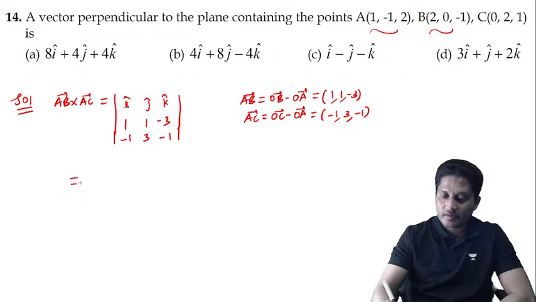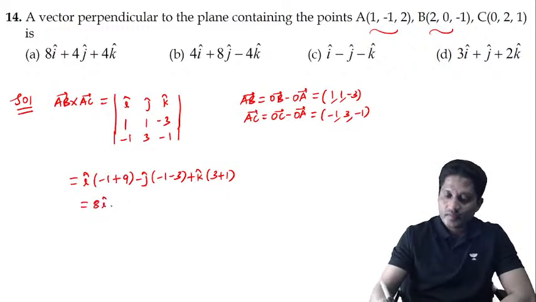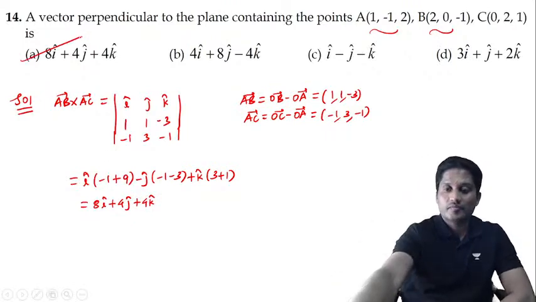Now if I expand, you get I into delete first row, first column, you get minus 1 plus 9. Delete first row, second column, minus 1 minus 3. Plus K, delete first row, last column, you get 3 plus 1. So this is equal to 8I plus 4J plus 4K. Answer is option A. Right, let's move to the next question.